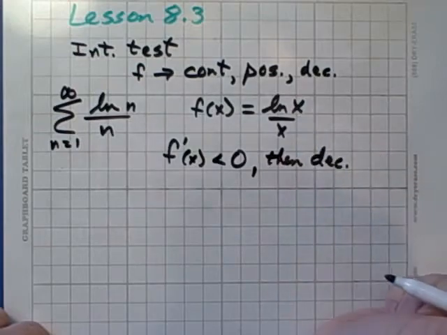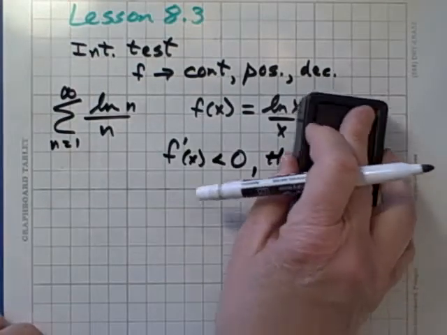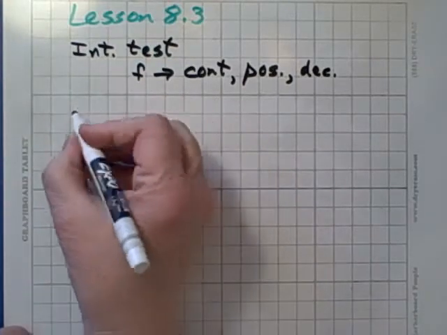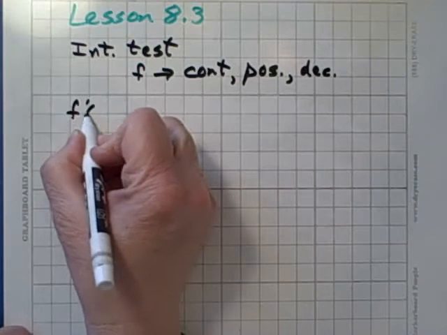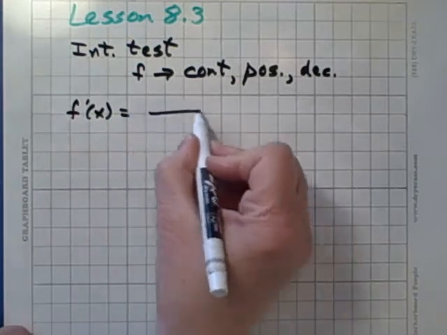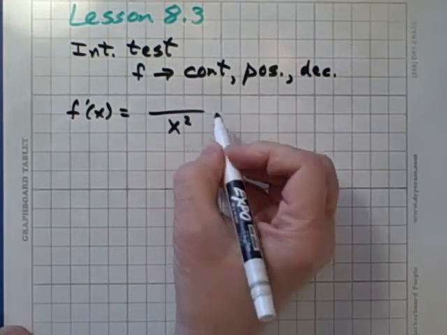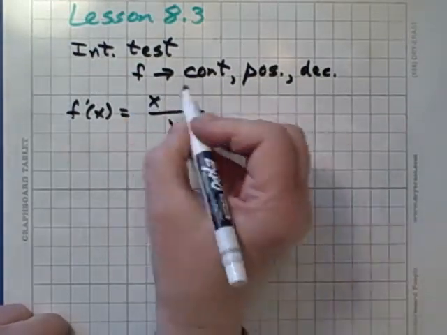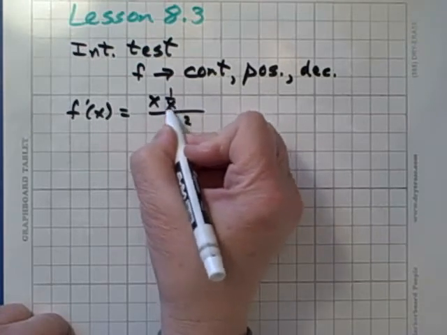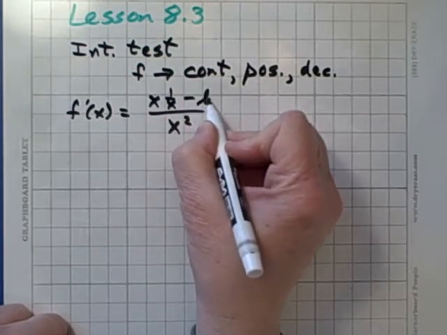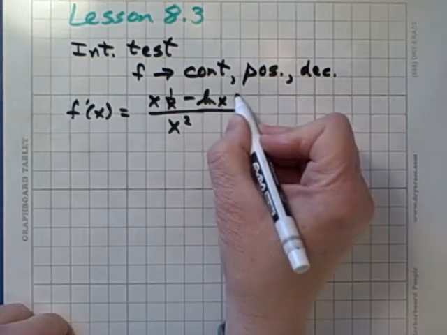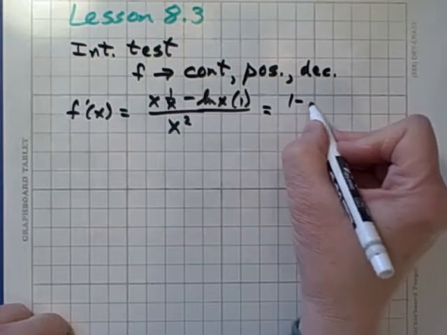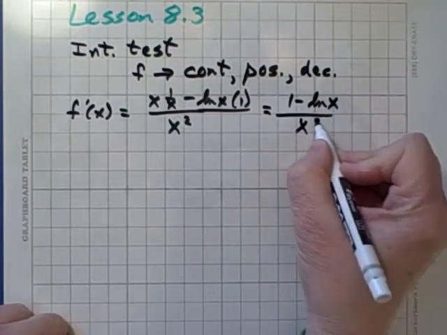That does require a quotient rule. So let's clear some space and carry out the quotient rule to show that it would be decreasing. So f prime of x would be the denominator squared, and it would be denominator times the derivative of the numerator. Derivative of natural log is 1 over x, minus the numerator times the derivative of the denominator, which would just be 1. And we can see that this results in 1 minus the natural log of x over x squared.